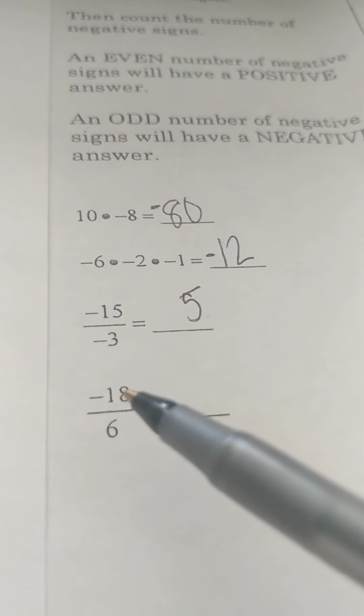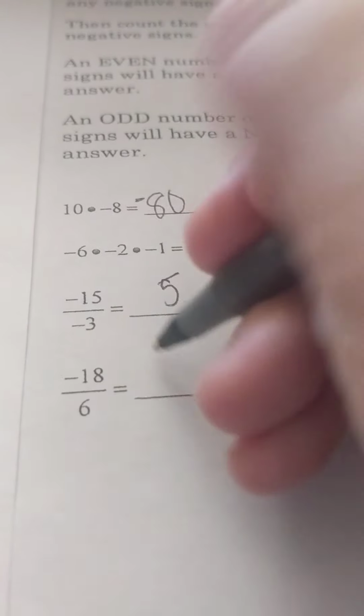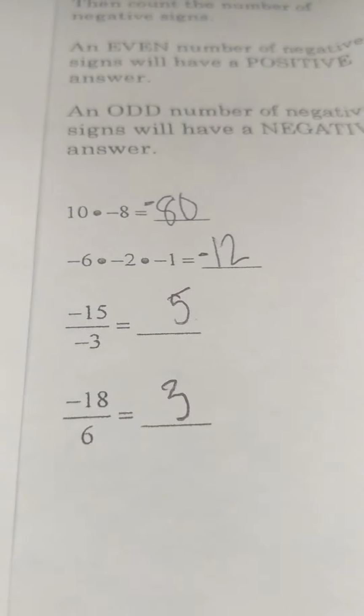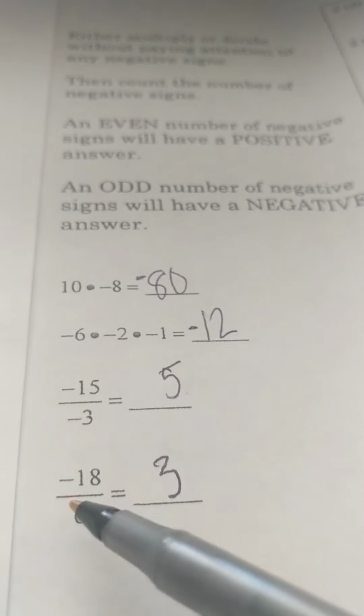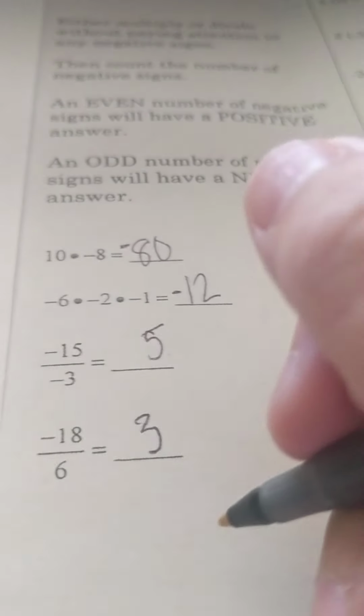Then we have negative 18 divided by 6. So 18 divided by 6 is 3. And then we're going to count our number of signs. We have 1 negative, 1 is odd, so our answer is going to be negative.